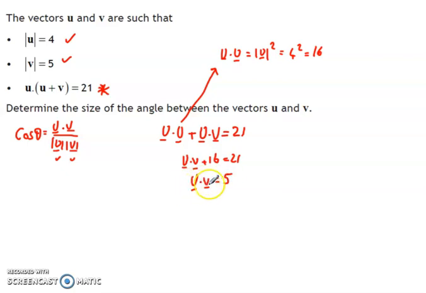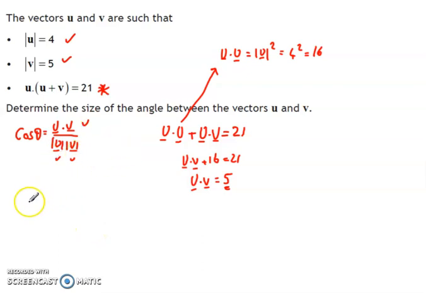Now remember, u dot v is the scalar product of the vectors u and v. It's a scalar. It's going to be a number. It's not a vector or anything along those lines. So we're going to get a scalar answer, which we were expecting, and that scalar answer is 5. So now we've got all three parts here. What we have to do is plug it together and see what we can come up with from that.